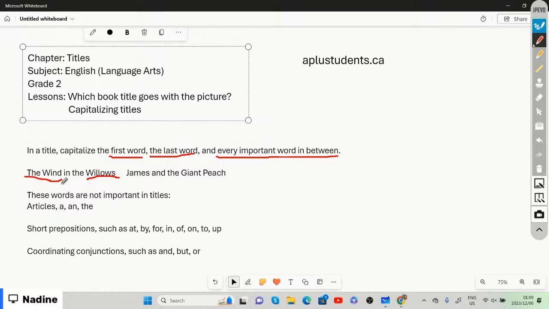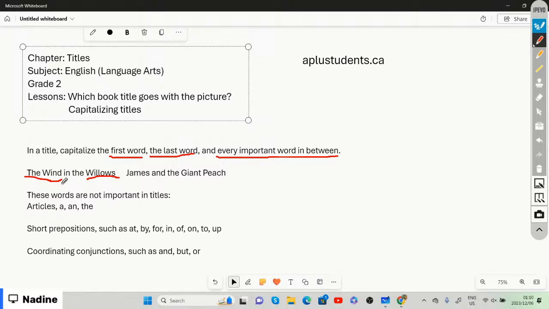So words like in, the, a, an, on, or but are words that we don't see as very important. Conjunctions are joining words, and these conjunctions are and, but, or. You can use these words within your title, but they are not important, which means they will be written with lower case.